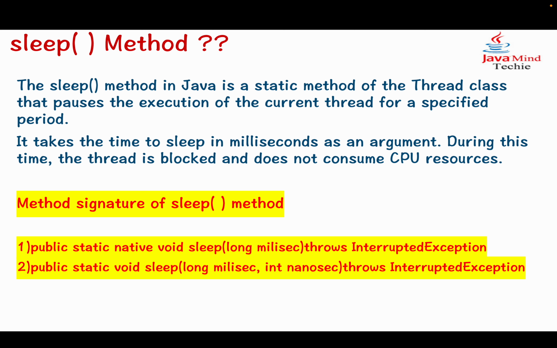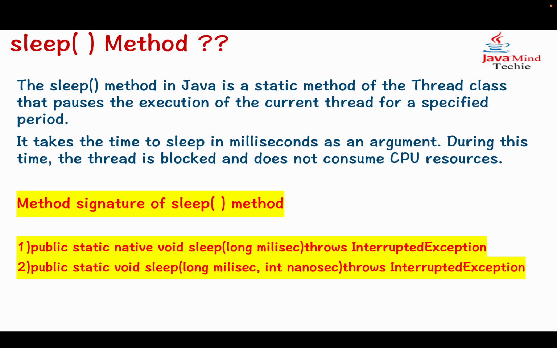The sleep method in Java is a static method. First, you need to understand this. This is a static method of the Thread class that pauses the execution of the current thread for a specified period of time. That is the main purpose of the sleep method. It means it pauses the execution of the current thread for a certain specified time gap.